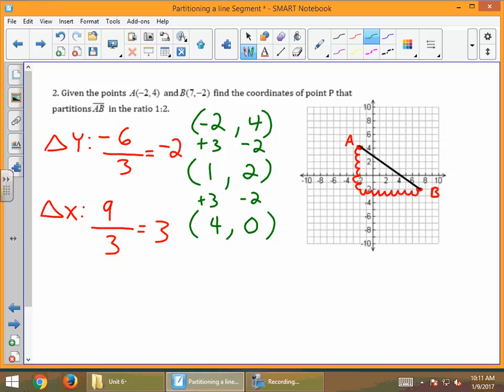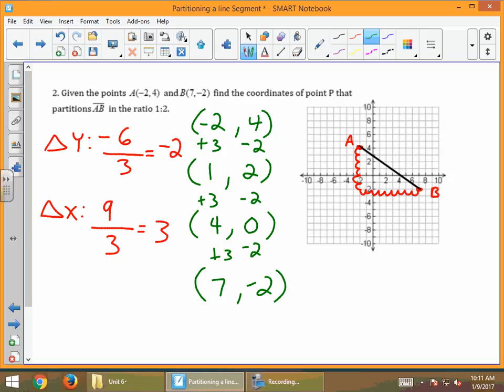Still not 7 minus 2. Gotta keep going a little further. Add 3 minus 2. There's my 3. 4 plus 3 is 7. 0 minus 2 is -2. Hey, look, I made it. I made it to my point.